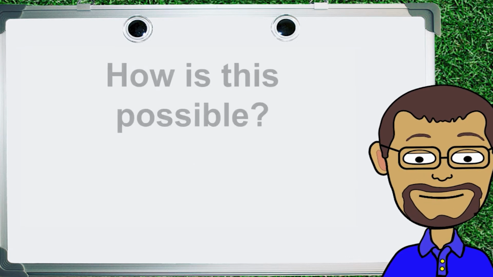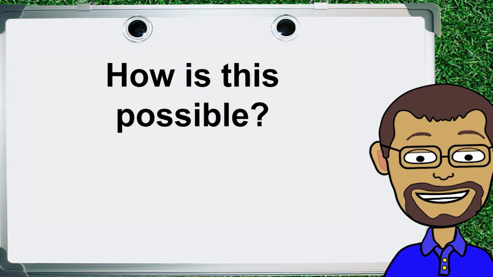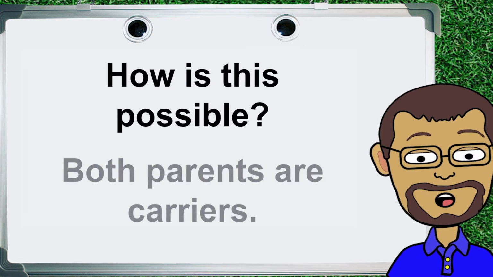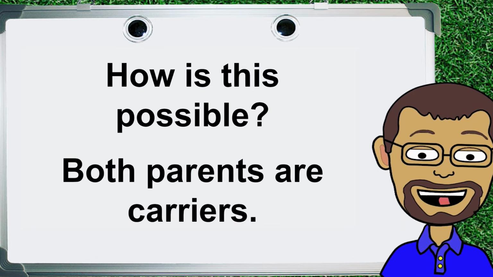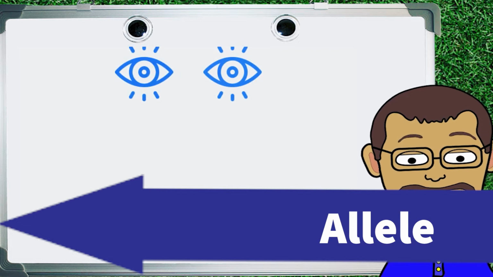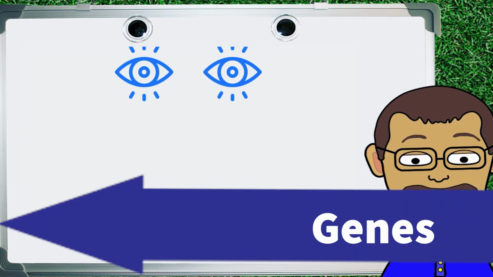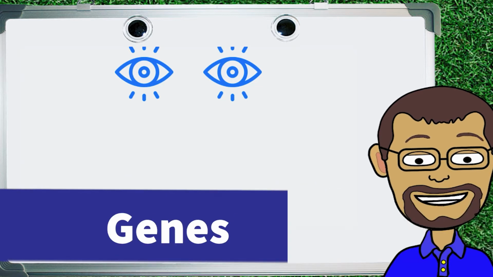How is that possible? Well, okay, to be fair, I didn't give you all the information about the parents. So both parents are what we call carriers for blue eyes. This means that they have an allele for blue eyes. An allele is a different version of a gene. Genes are sequences of DNA that code for a specific trait.